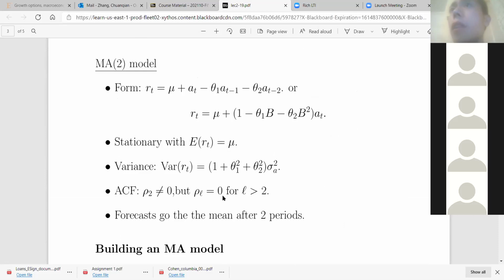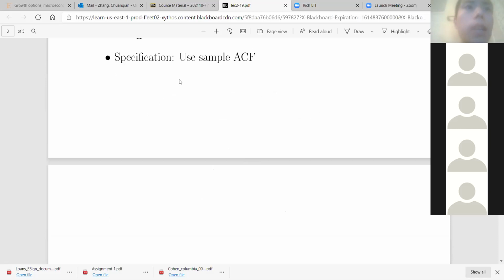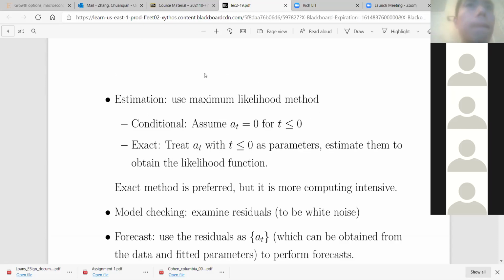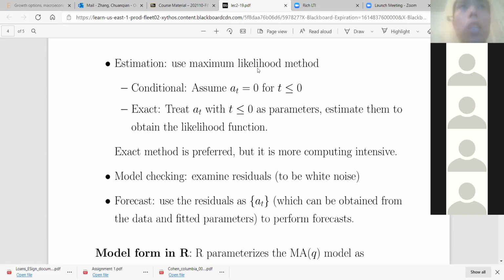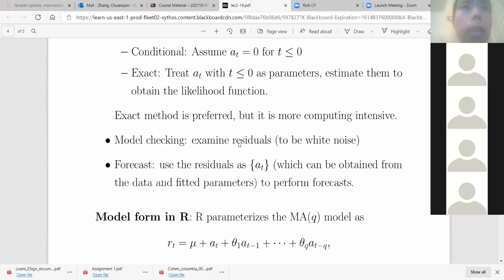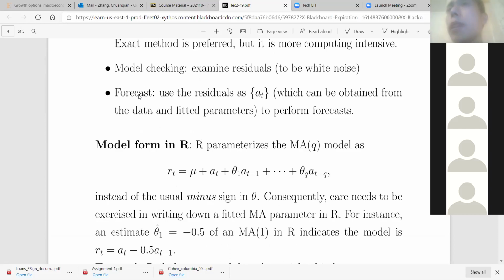Okay, so what you can find is that you can use the ACF, the autocorrelation, to examine. When it begins to be 0, no more than 0, it will be cut off at that order. It's very straightforward, right? So we use the autocorrelation as the criteria. And for the estimation, again, we use the maximum likelihood method. You don't need to know the details, it's beyond our scope here. Model checking, again, same, we want to make sure the residual is white noise.